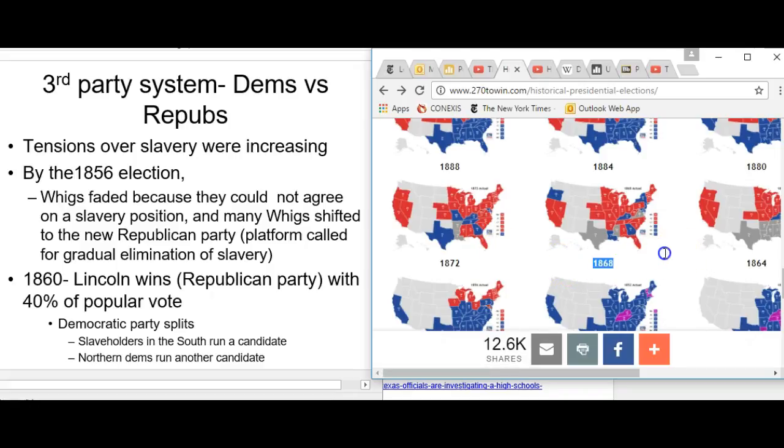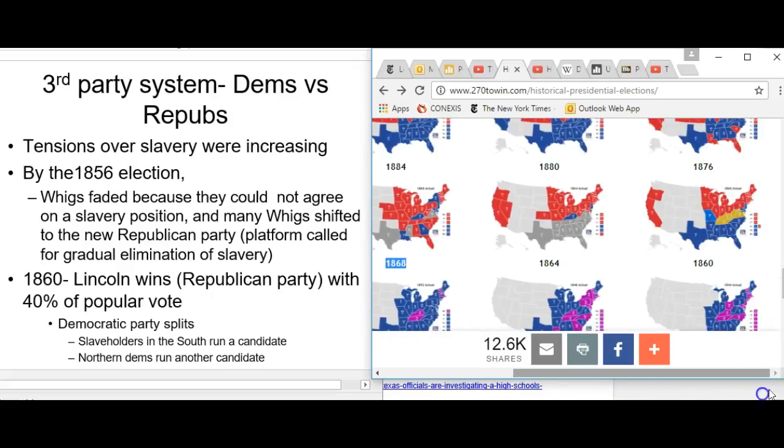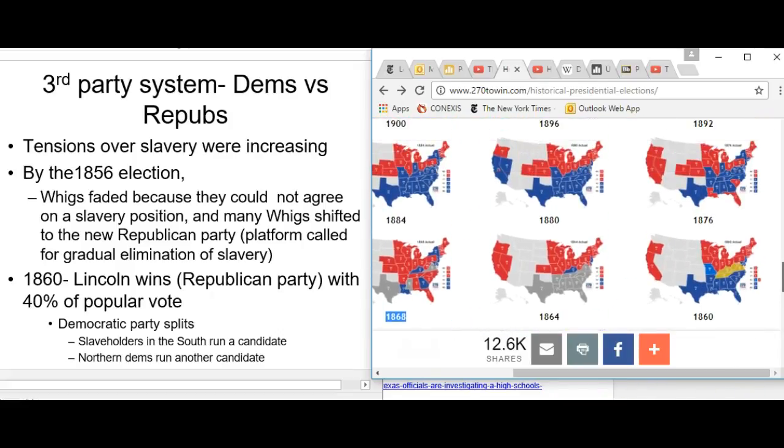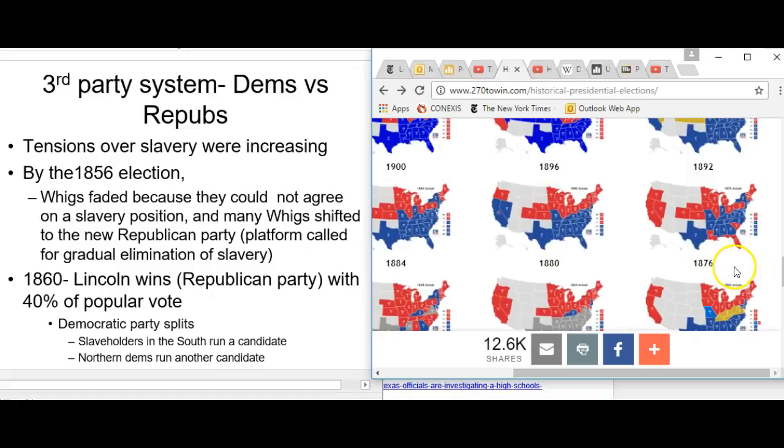By 1876, though, let me just move to that election. By 1876, Northerners were getting kind of tired of the policy of Reconstruction. It was expensive, and it was also emotionally draining.